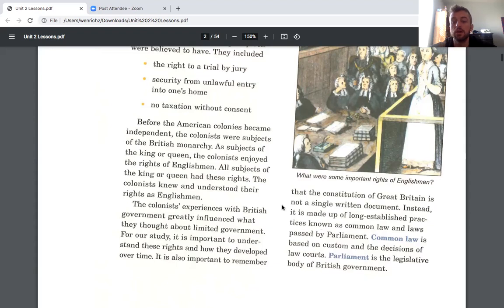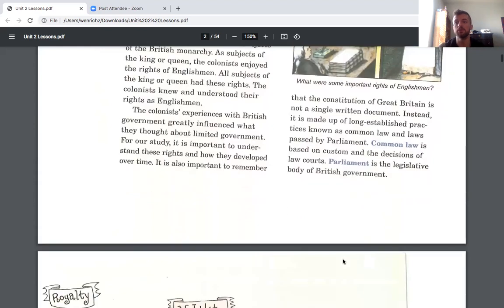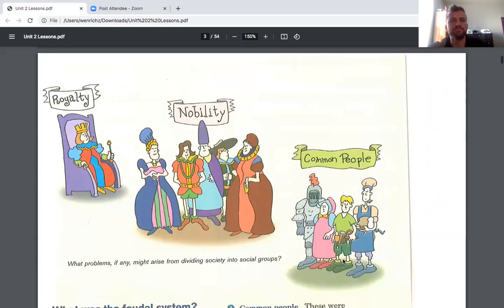Common law is based on custom and the decisions of law courts. Parliament is the legislative body of British government. So when people talk about Congress, oh, Congress should do that, Congress should do this. Well, in England, they call that Parliament. And once we get into what Parliament actually looks like, you'll see how it has influenced our Congress. Because there are two bodies in Parliament, the House of Lords and the House of Commons. But we'll get to that.